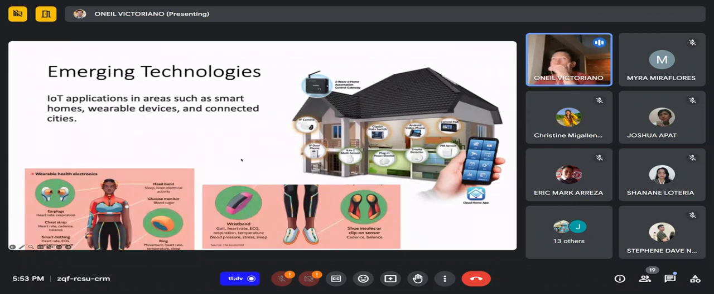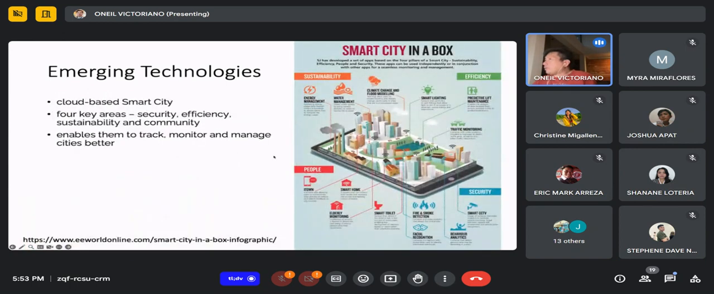IoT devices started with embedded systems, meaning computers embedded in hardware, and it evolved into smart devices using smartphones and smart gadgets. Some of the use cases are connected with smart cities, and the basis for smart cities are IoT devices.